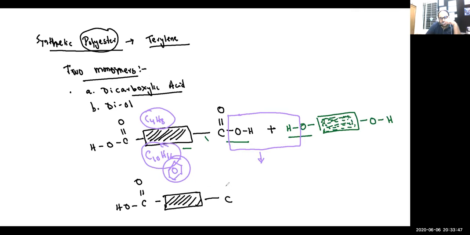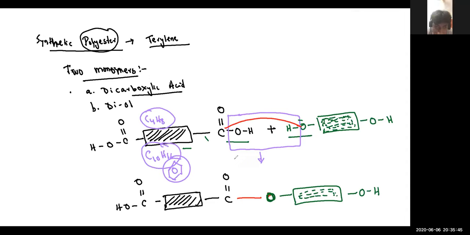So this becomes a C double bond O. Since OH and H go away, this C directly bonds with this O. Sorry, the O has to be green. And then we have these dotted lines. And then we have an OH.